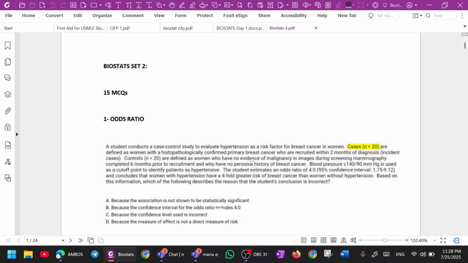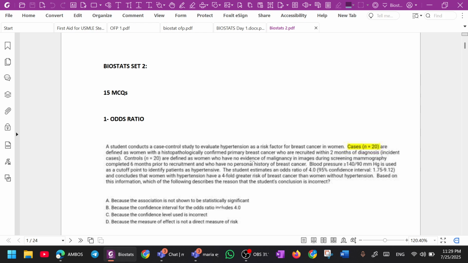Let's try to think before we look at the answer. Okay, A, you said because the association is not shown to be statistically significant. But you just said that the association was statistically significant. So this cannot be the reason why it is incorrect. The 4 is included in the interval starting at 1.75, and it doesn't include 1. So this is statistically significant. This is telling us that it's not statistically significant, so this is not true because we know it's statistically significant.